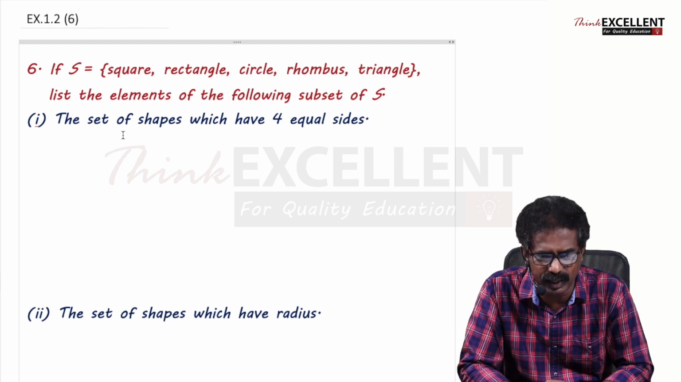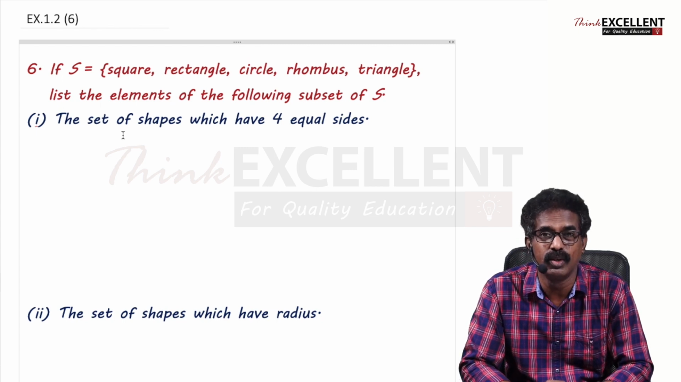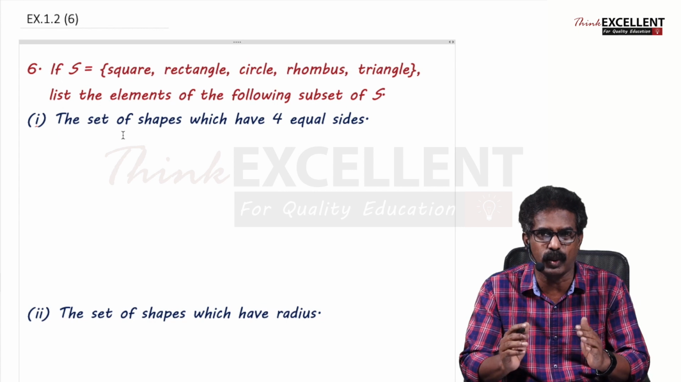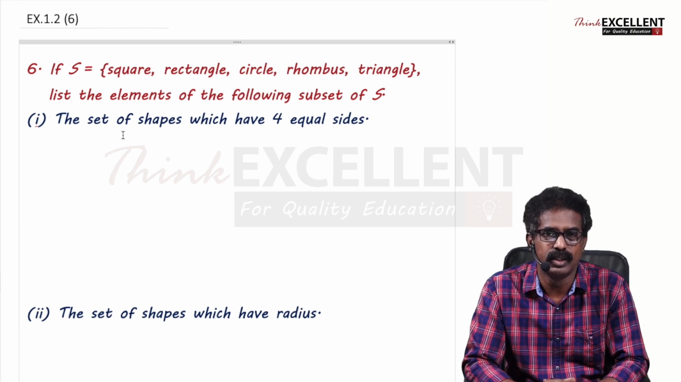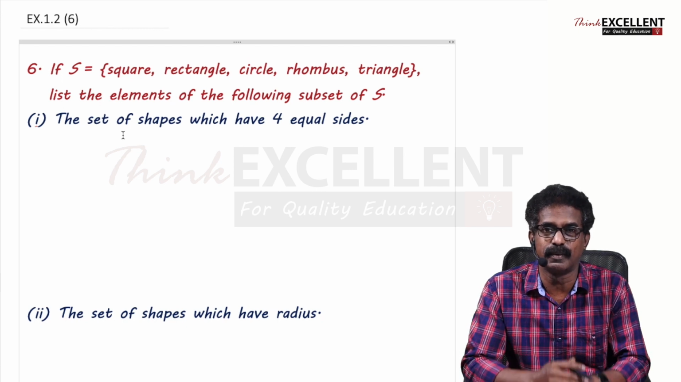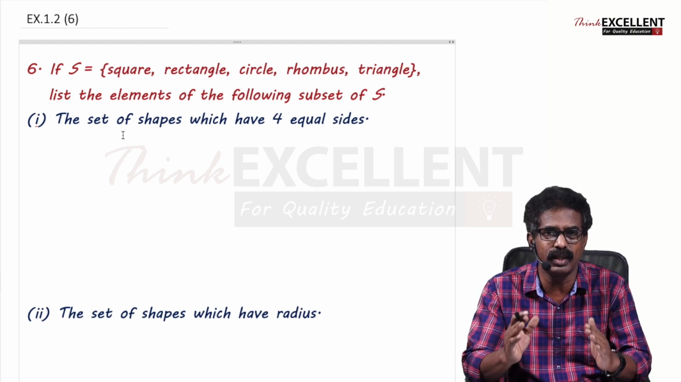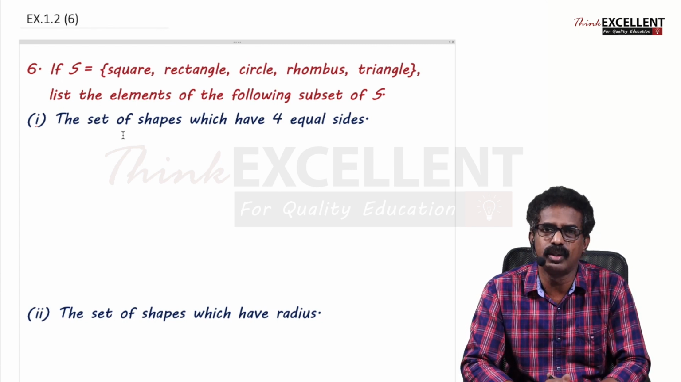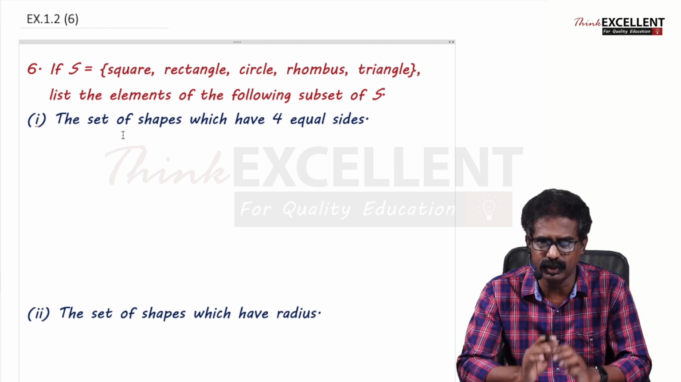Then rhombus, what is rhombus? 4 sides, and all the 4 sides are equal, but unlike a square it is slightly slanting, right? Square also has 4 equal sides, but it is straight. Rhombus, all the 4 sides are equal, like a slanting parallelogram. Then triangle, you know, 3 sides are there, okay? So just keep this in your mind.